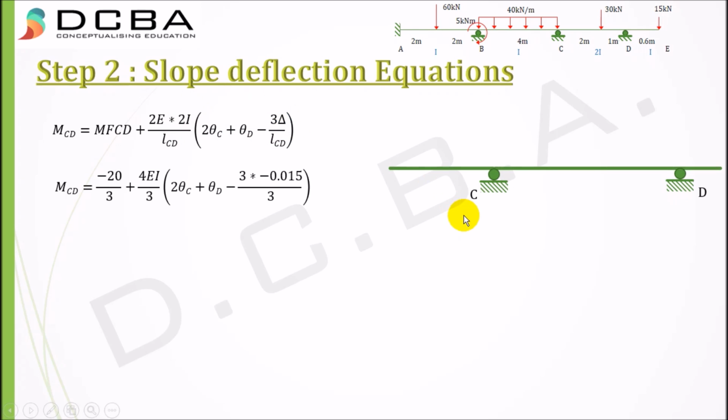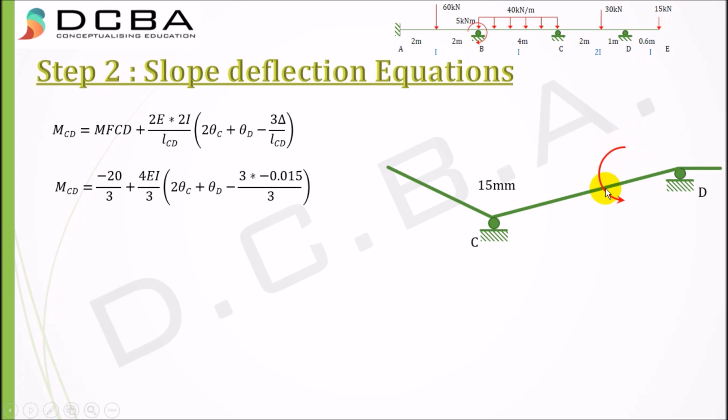Now note carefully that delta will not be positive here. Why? Because there will be an anti-clockwise deflection. See, when my support C settles down, there is an anti-clockwise deflection here. My beam CD has been rotated in an anti-clockwise manner. Earlier this was the axis of my beam, and CD has been rotated in the anti-clockwise manner. Therefore delta will be substituted as negative 0.015, because our convention is that anti-clockwise is negative. Simplifying this, we get minus 20 by 3 plus 4EI by 3 into 2 theta C plus theta D plus 3 by 200. This is the slope deflection equation for MCD.